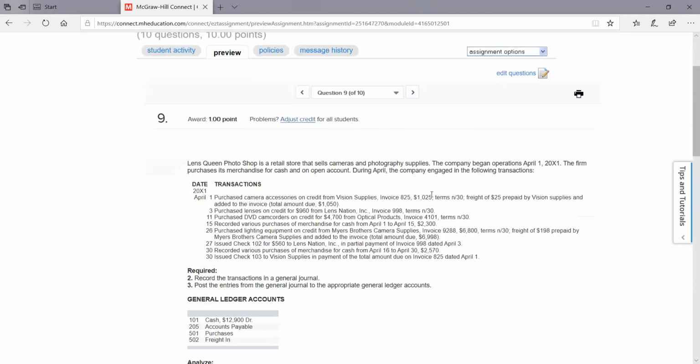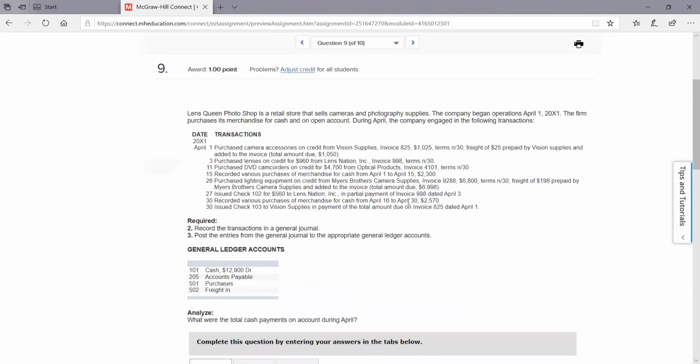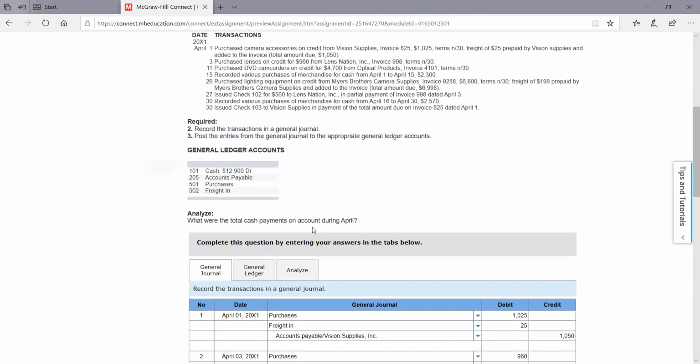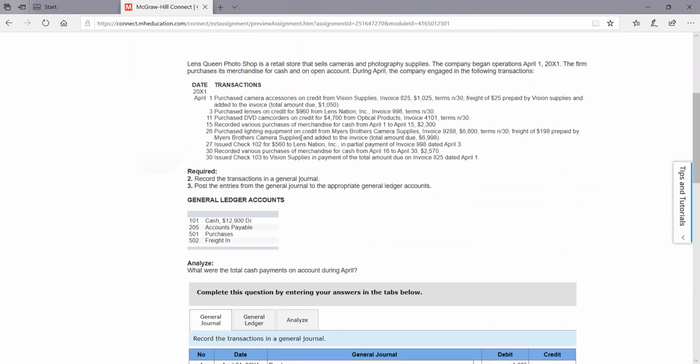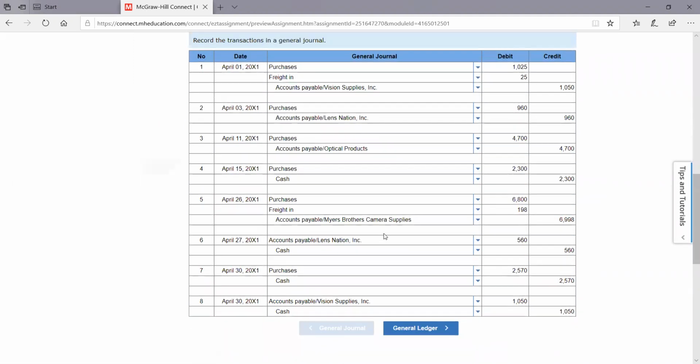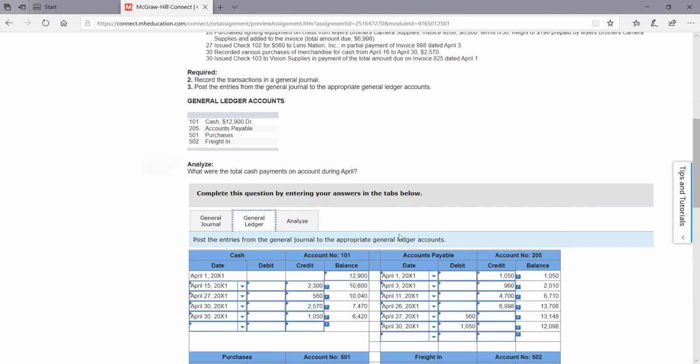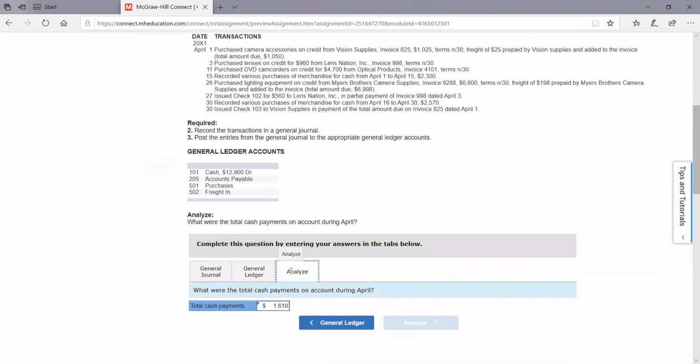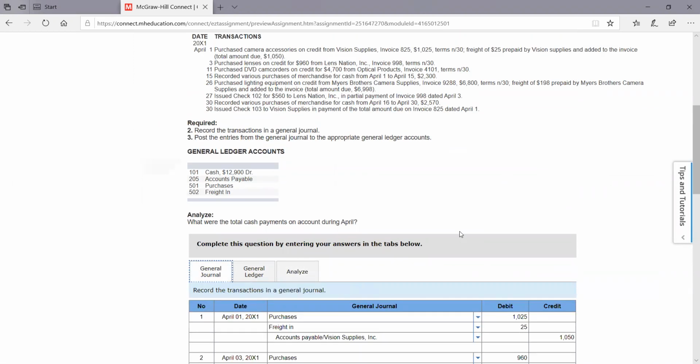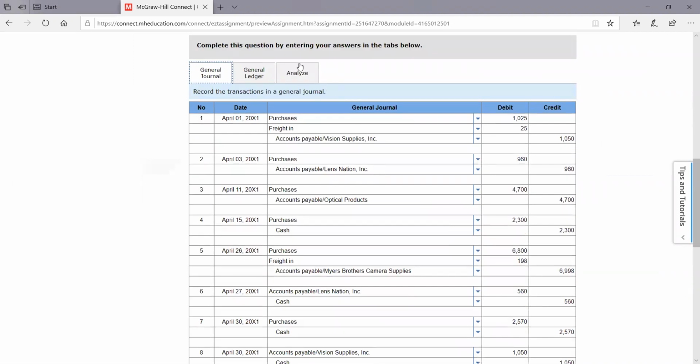9, I'm not going to go through every one of these, but let me just show you. Essentially, they want you to record all these in your journal. Here's your journal. And then they're going to have you post to your ledger. And then they have an analysis question. So you can check these out. These are essentially at this point the same type of problems, transactions you've seen already. Nothing's new here. You just have to kind of keep track of it.